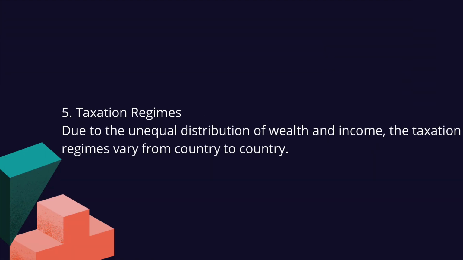And the fifth example is taxation regimes. Due to the unequal distribution of wealth and income, the taxation regimes vary from country to country. Most of the people pay a low-income tax, while a few of them are required to pay a high amount of income tax. The distribution is clearly asymmetric in nature. Hence, such data can be represented easily with the help of a right or positively skewed distribution.